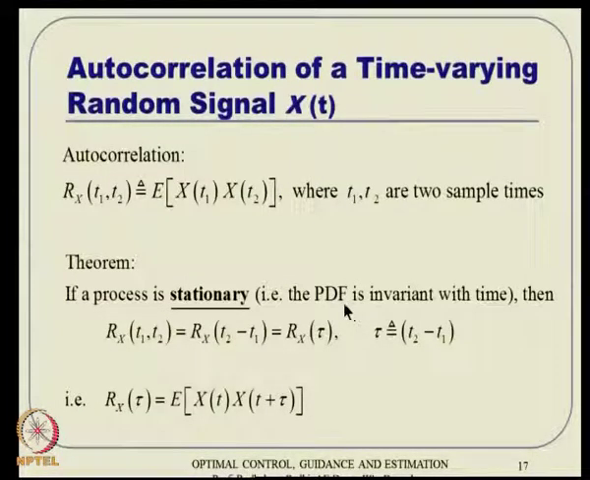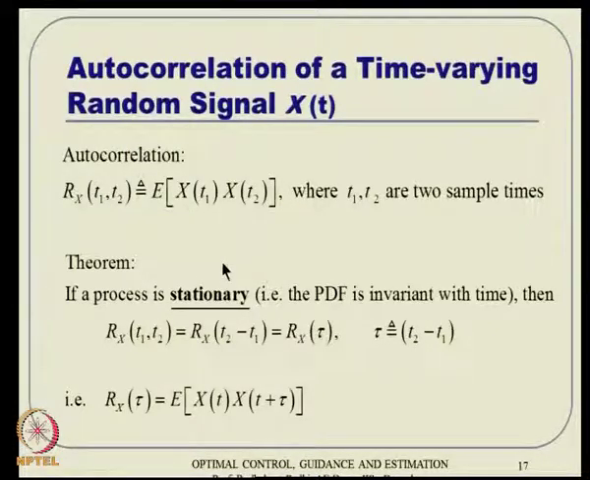Here is a neat concept which we will need very quickly: autocorrelation. Now, remember x is a time varying random signal, so x of t1 and x of t2 will be different. So what about the expected value of x of t1 into x of t2? If t1 and t2 are two sample times, you construct x of t1 into x of t2 and then take the expected value of that. Whatever it turns out to be is defined as autocorrelation.